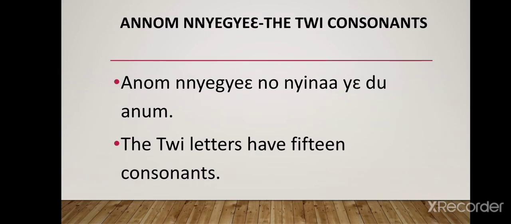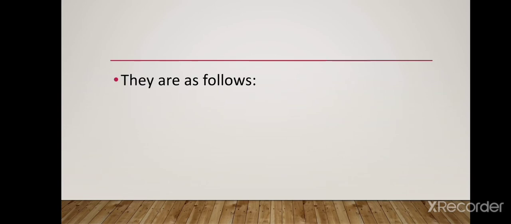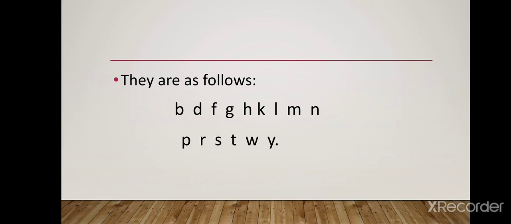Yenhwe. Enum nije, the Twi consonants. Enum nije no nyinaa yɛ du enum. The Twi letters have 15 consonants. They are as follows: B, D, F, G, H, K, L, M, N, P, R, S, T, W, Y.